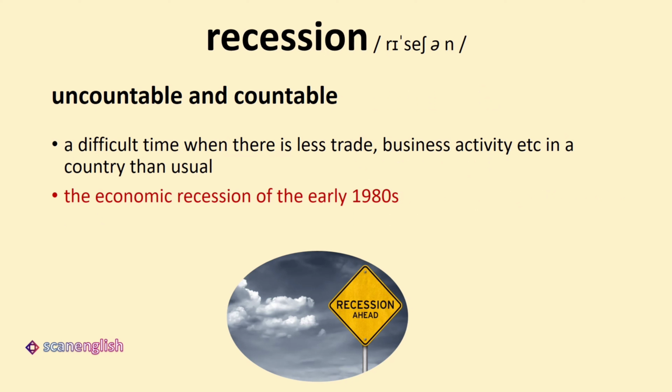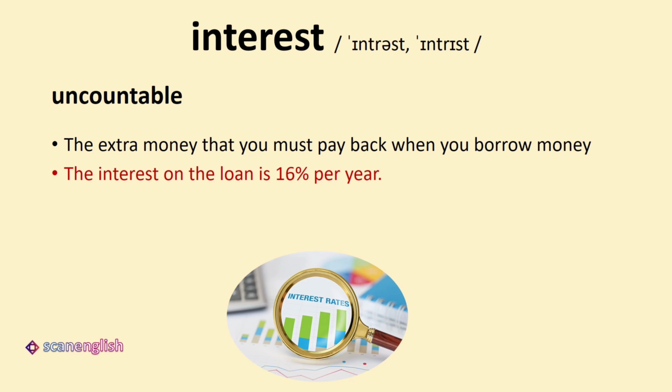Recession. It can be used in two forms, uncountable and countable. A difficult time when there is less trade, business activity, etc. in a country than usual. The economic recession of the early 1980s. Interest. It is uncountable. The extra money that you must pay back when you borrow money. For example, the interest on the loan is 16% per year.